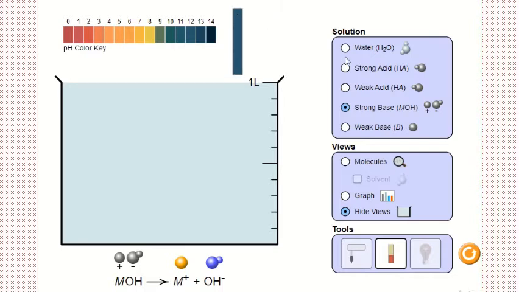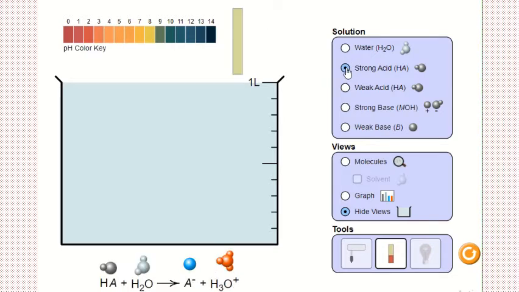What happens if we choose a strong acid? I will put the paper in the solution. Look at the color of the paper. It shows that the pH is equal to 2, so the solution is acidic with a pH lower than 7.